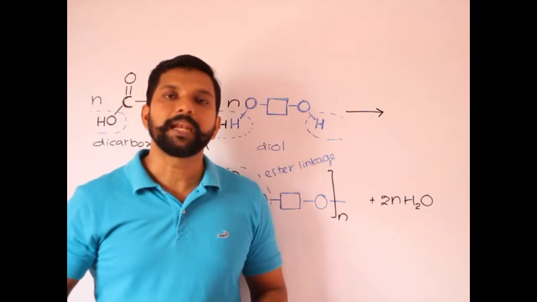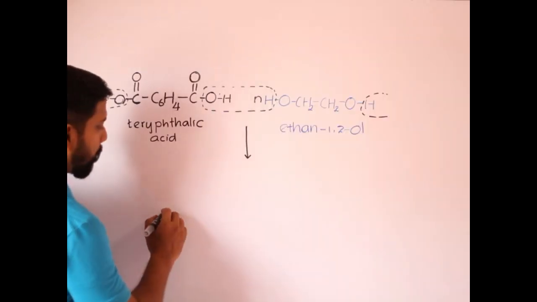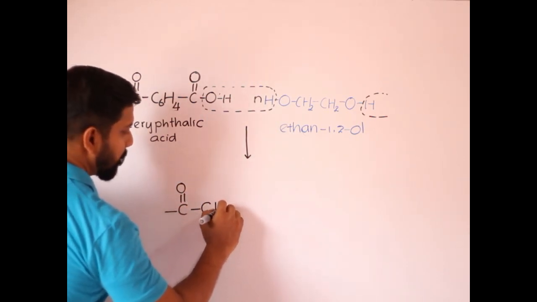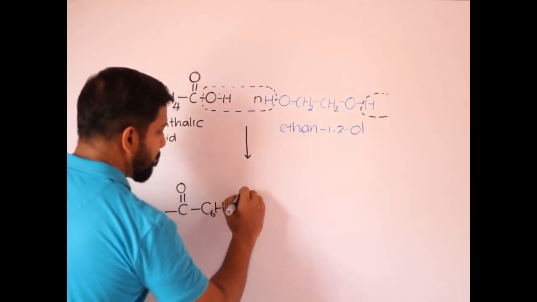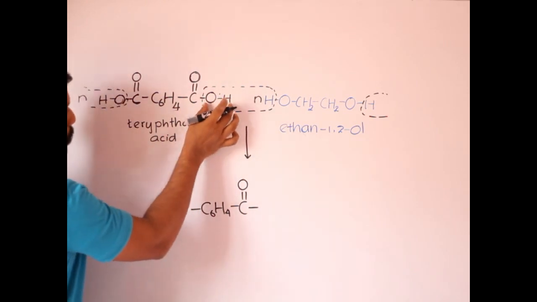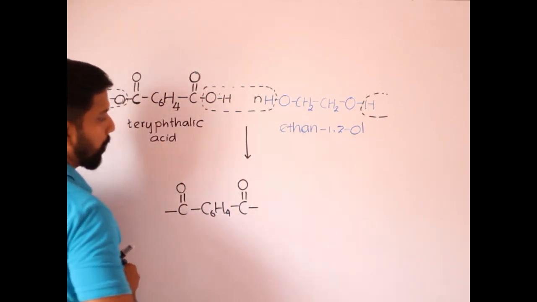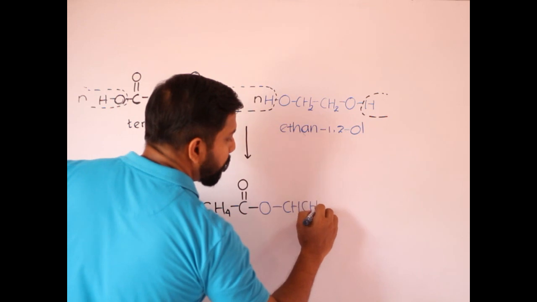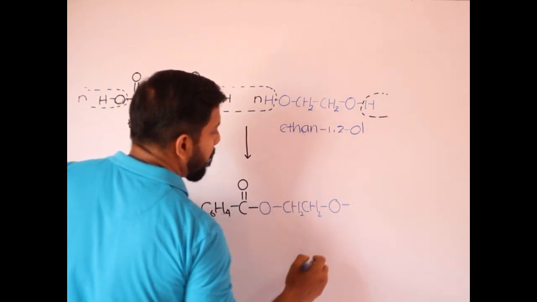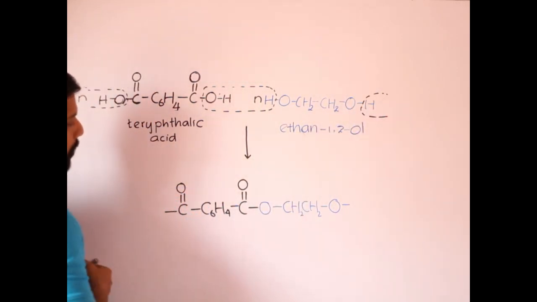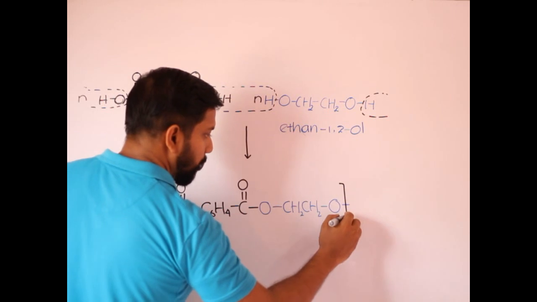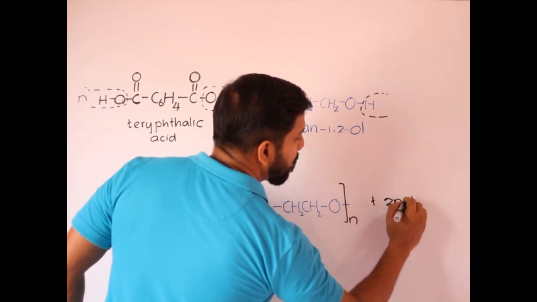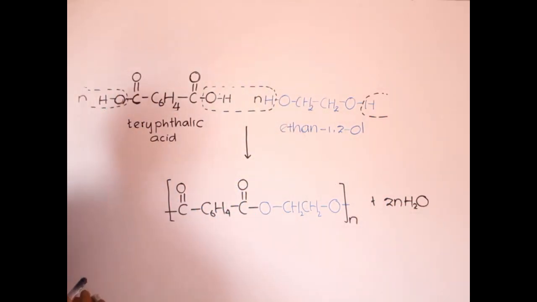We'll move on to an example of a polyester. This is how we write the repeating unit. First, the part that came from the dicarboxylic acid: you know the two OH groups have been removed. And the part that came from the alcohol: you know that the hydrogen atoms have been removed. So this is your repeating unit. And according to this, we can write that 2n molecules of water have also been produced.